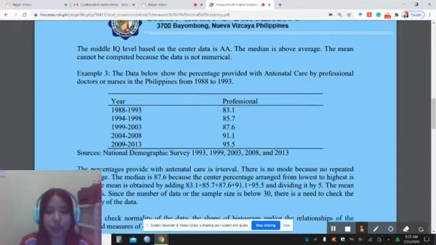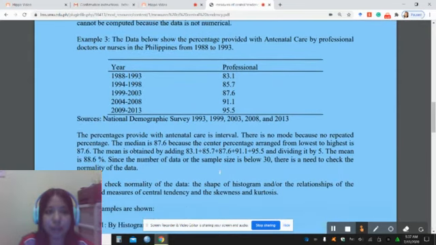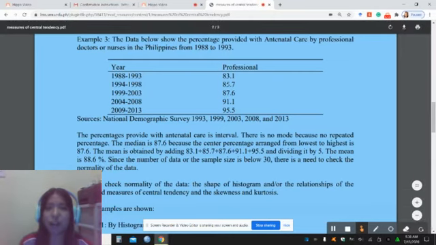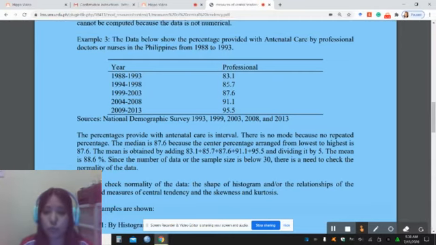Let's move to another example. This is example number 3. The data shows the percentage provided with antenatal care by doctors or nurses. So it's in percentage. For year 1988 to 1993, it's 83.1, and so on, until 2013. By inspection, we cannot see a number that appears twice or more, which means there is no highest frequency. This means that there is no mode.